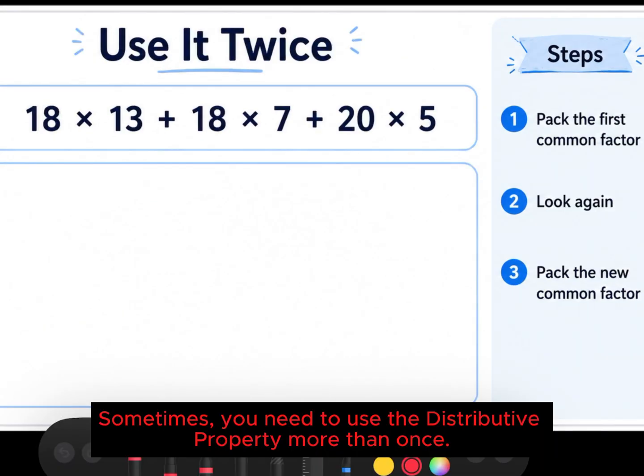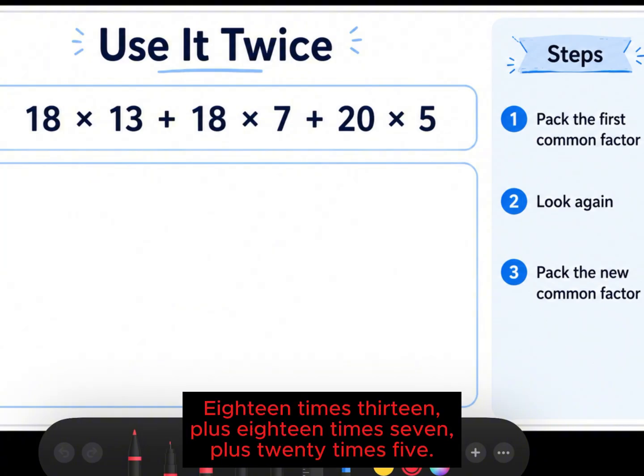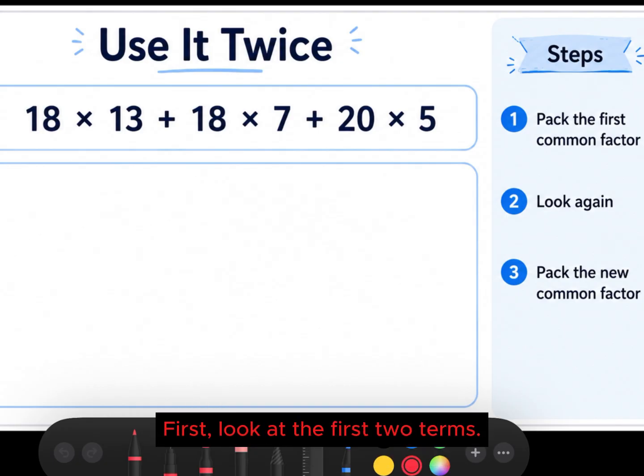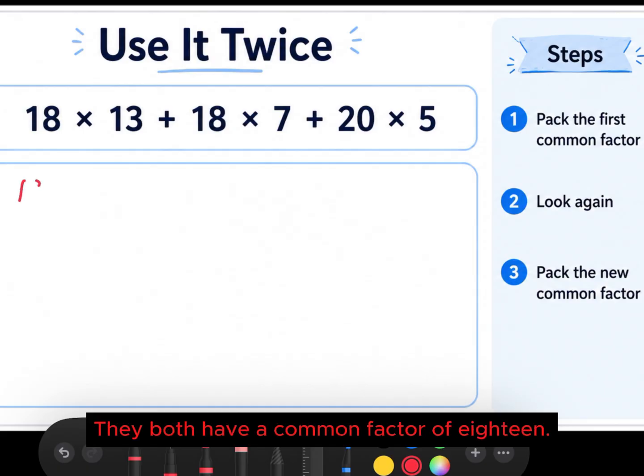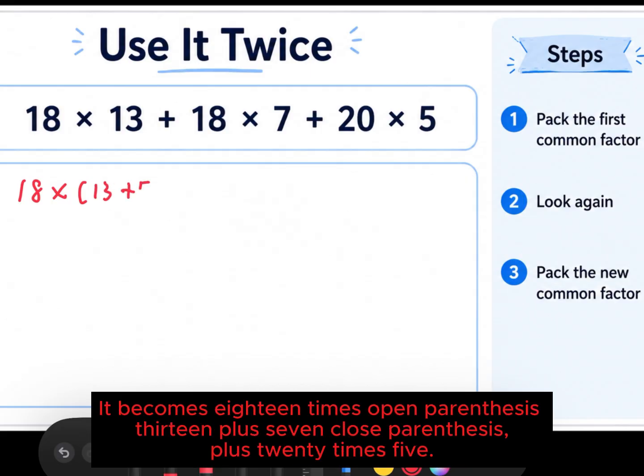Sometimes you need to use the distributive property more than once. Look at this problem. 18 times 13 plus 18 times 7 plus 20 times 5. First, look at the first 2 terms. They both have a common factor of 18. So we pack out 18 first. It becomes 18 times open parenthesis 13 plus 7 close parenthesis plus 20 times 5.